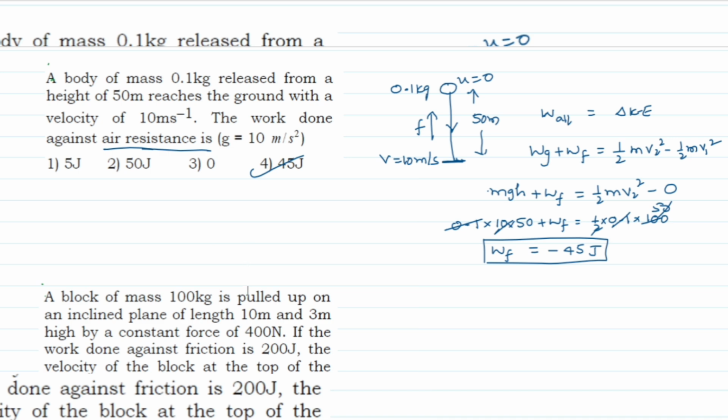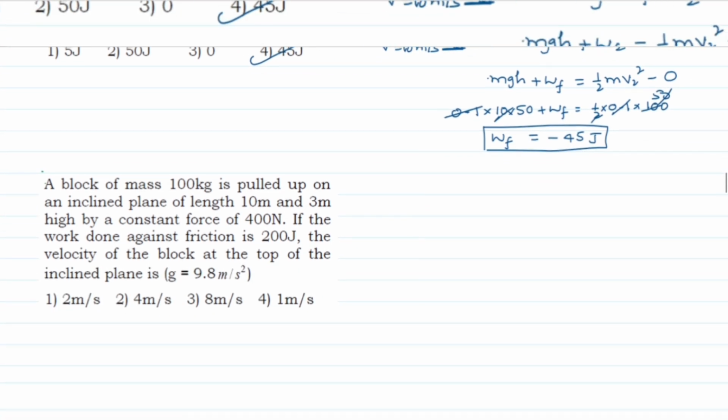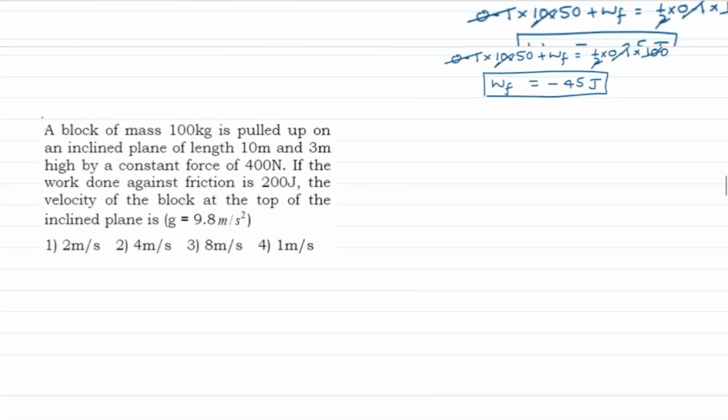Let us see the next question. A block of mass 100 kg is pulled up an inclined plane of length 10 meters and height 3 meters by a constant force of 400 newtons. Here one inclined plane is given.